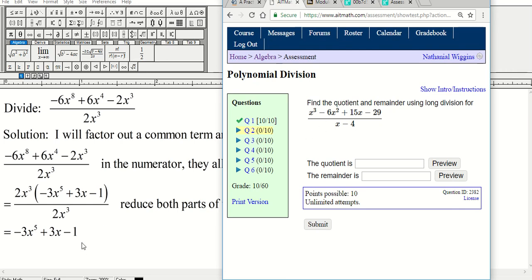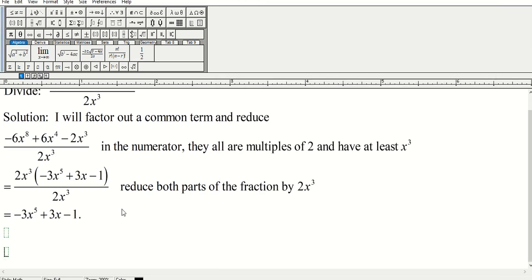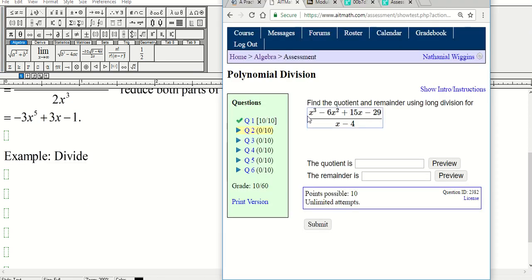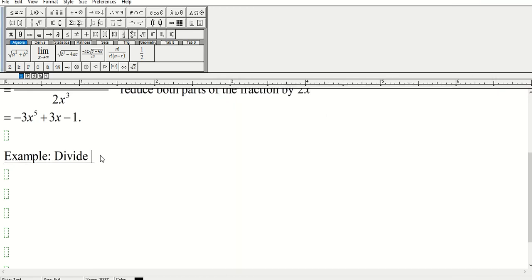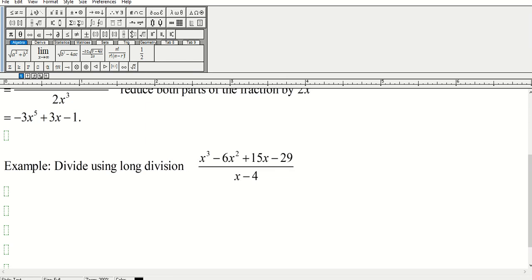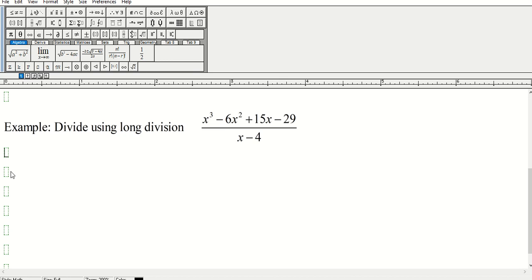Okay, now it's not so friendly. So now this is going to be less friendly. We're going to do it by long division because it wants long division. So we're going to go ahead and set this up with long division. Boy, I don't know how long it's been since you've done long division.